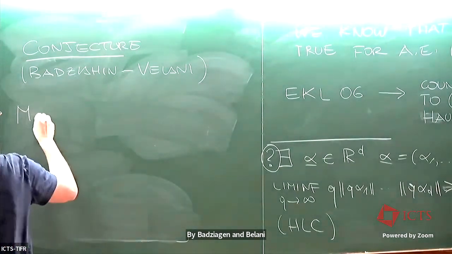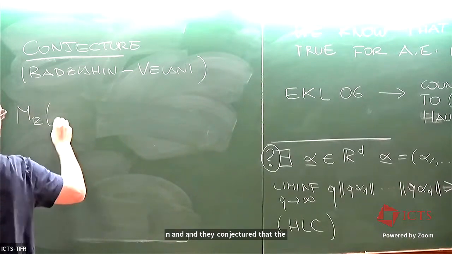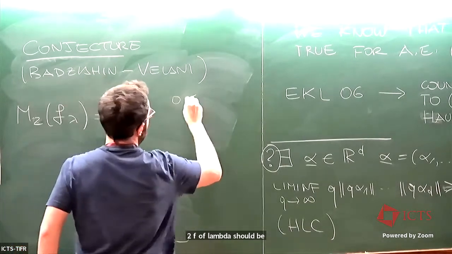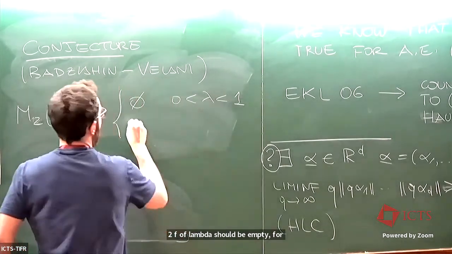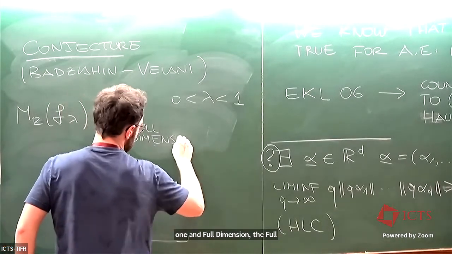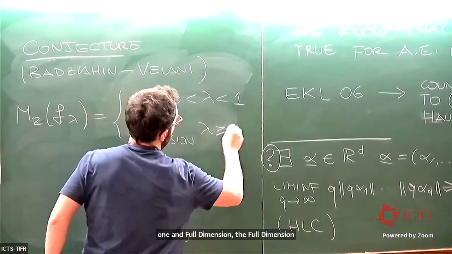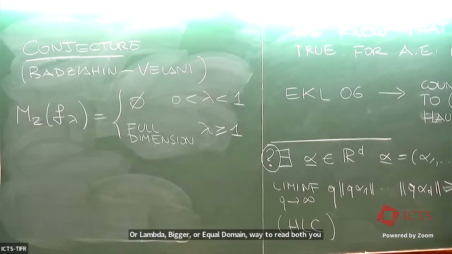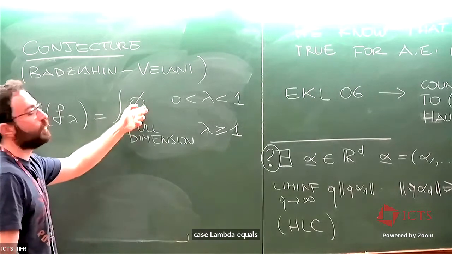And they conjecture that the set M2F of lambda should be empty for lambda between 0 and 1, and a full dimension set for lambda greater or equal to 1. So essentially what they say is that Badziahin's result should be improved to include the case lambda equals 1, and as soon as you go below 1, you should find an empty set.